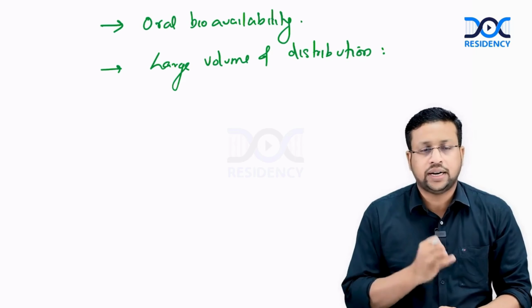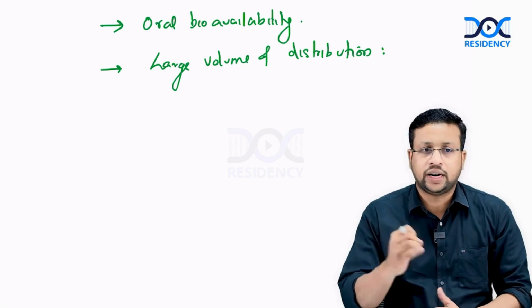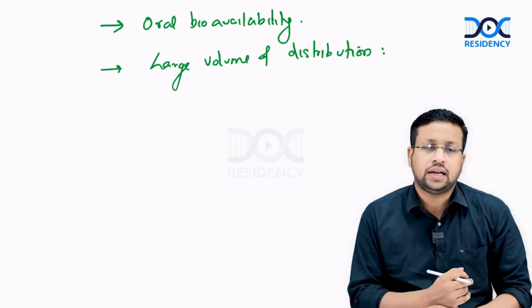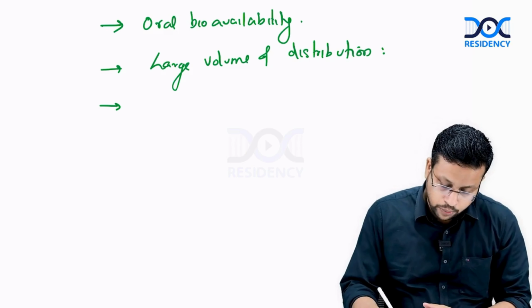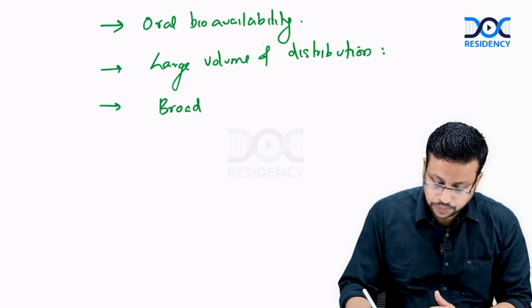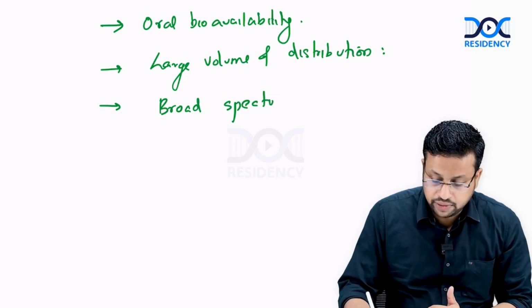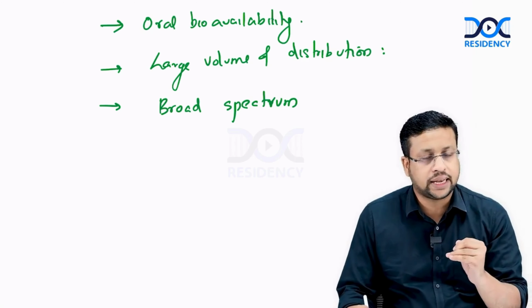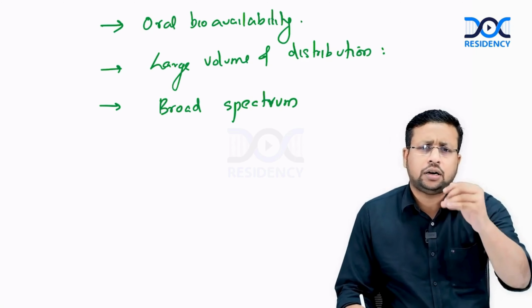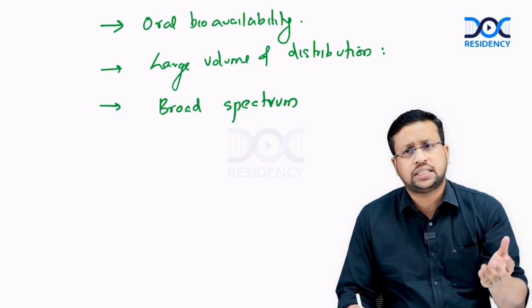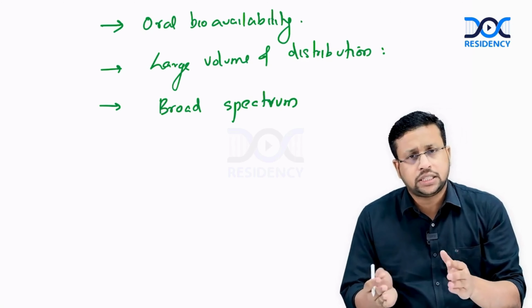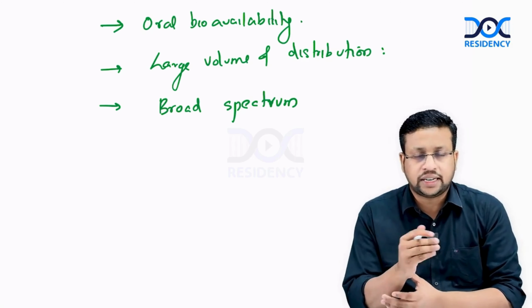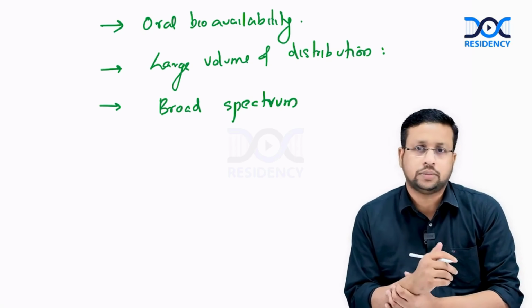So the second advantage of the quinolone antibiotics is that, as they have an excellent volume of distribution, they also have a broad spectrum of activity. They can act on both gram positive as well as gram negative organisms. How effective they are against gram positive and gram negative depends upon the type of quinolone that is used. We will discuss that later.